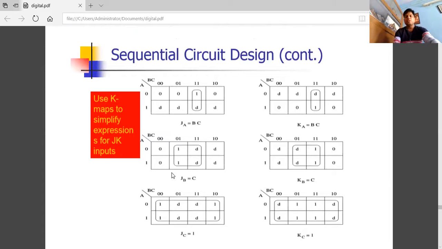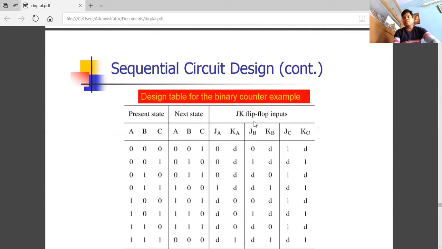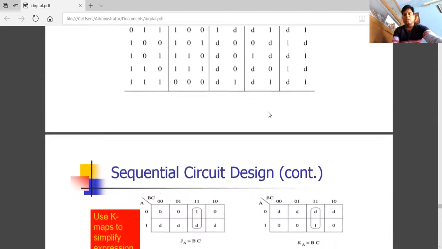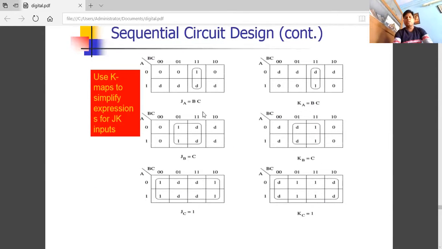Next we have to design the JB section. In the JB section we have all the input sections here and we have to fill in the JB value. Again one quad is there, so the equation is JB equal to C. Then ABC is the input section for KB. Again a quad is there, KB equal to C.